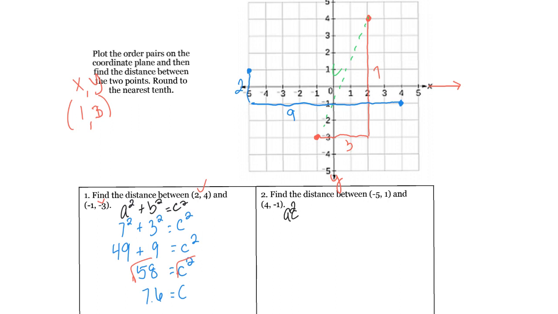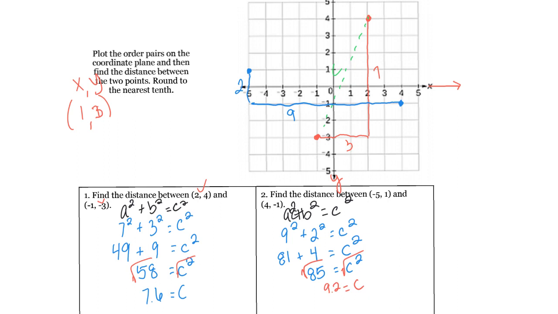So a squared plus b squared equals c squared. Okay, that wasn't beautiful, but you get the picture. 9 squared plus 2 squared equals c squared. 9 squared is 81. 2 squared is 4. C squared stays. 81 plus 4 is 85. Now we take the square root of each side. So what is the square root of 85? That is 9.2. All right, so I want you to pause and try number 3 for me.